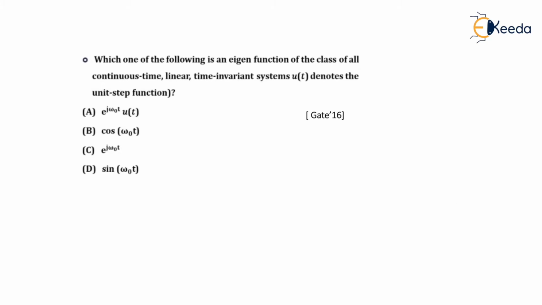The first question is from GATE 2016. It says, which one of the following is an eigenfunction of the class of all continuous time linear and time invariant systems? That is, they are talking about LTI systems, where u of t denotes the unit step function. In option A, the u of t present is the unit step function. Let us ignore this comment and concentrate on the question again. Which one of the following is an eigenfunction for the class of all continuous time LTI systems?